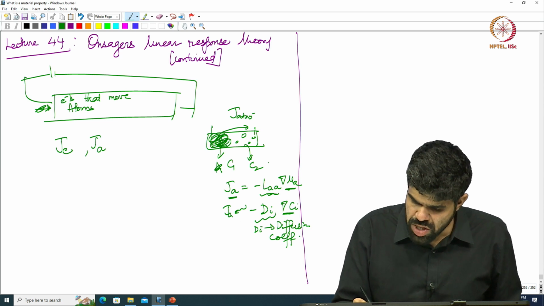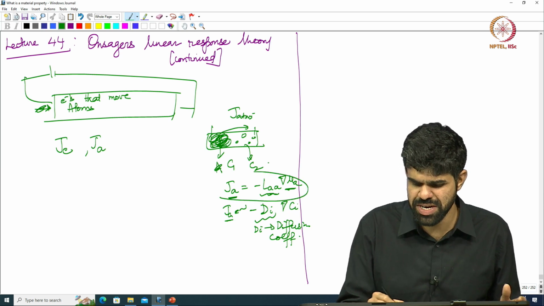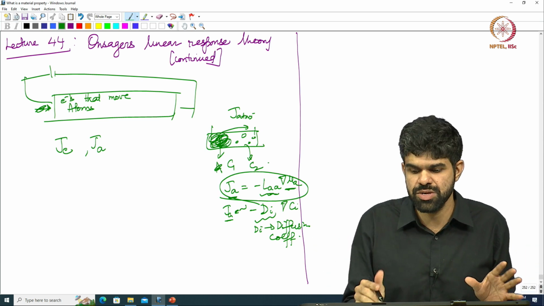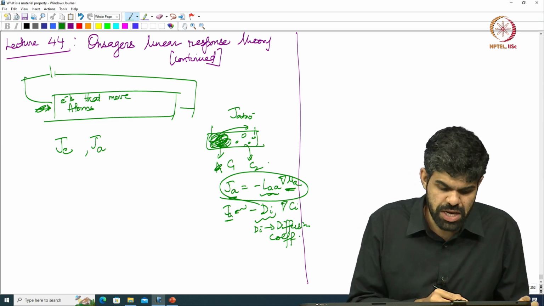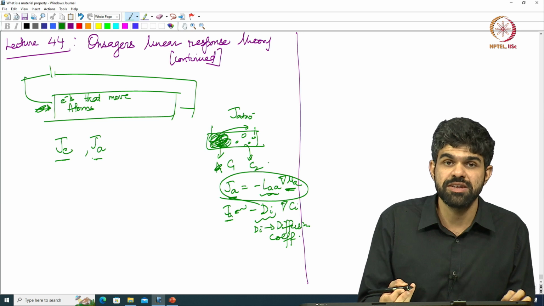So a concentration gradient creates some diffusion. Onsager's equation is actually saying exactly that. This is the direct case: if I have a concentration gradient, I am going to have diffusion of atoms. Here in this problem I have both electrons and atoms, and both of them can diffuse.